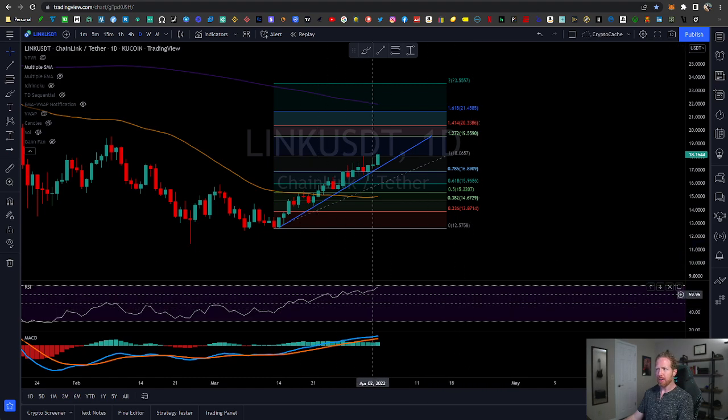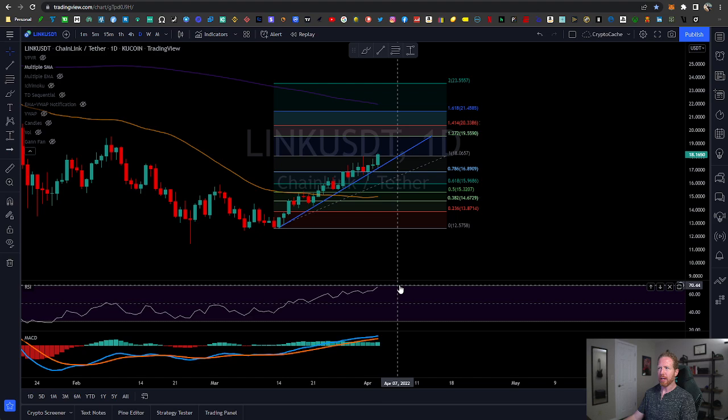We can see the price is slowly creeping up to 70 on the RSI. If we can break through 70 on the RSI, we're probably going to see Chainlink continue to progress higher. It's doing very well. It's making higher highs and higher lows pretty obviously.